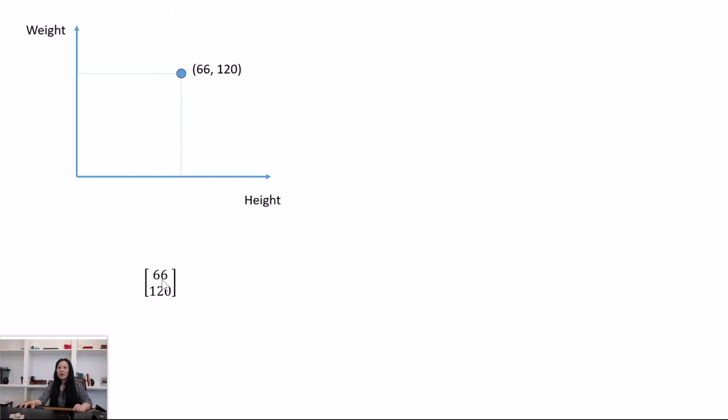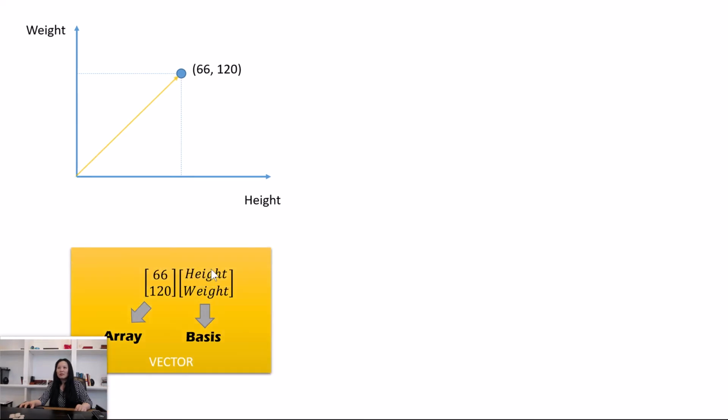We also will be able to represent this information this way. We put the two numbers and then we have two square brackets wrapping around this, and we call this an array. And this array will be accompanied by the axes of the coordinate system. We call that basis, height, and weight. Okay, and that means we have enough information to talk about a vector of this coordinate system.